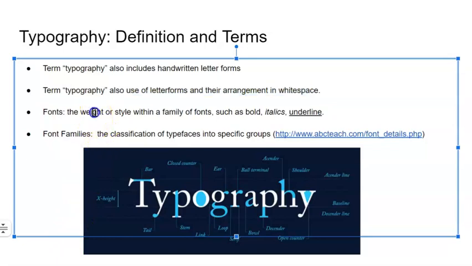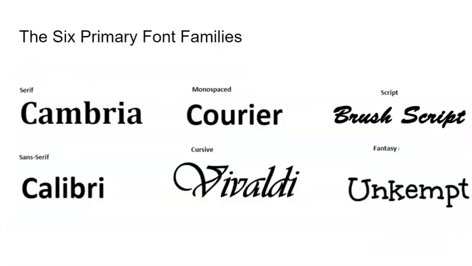Fonts can refer to the weight or style of a family of fonts. A font could be bold, italics, or underlined. And there's lots of different groupings of different font families that we can look at in our examination of typography. We'll go over those in much more detail. But by and large, we have 6 basic types of fonts that we're working with, 2 of which are incredibly important, and the other 4 deal more with visual design.